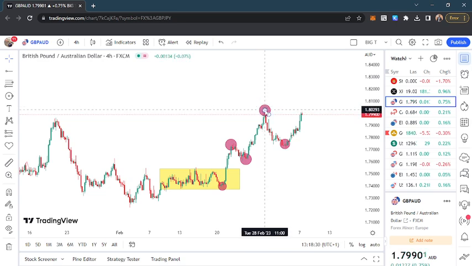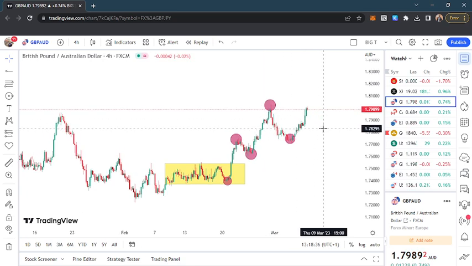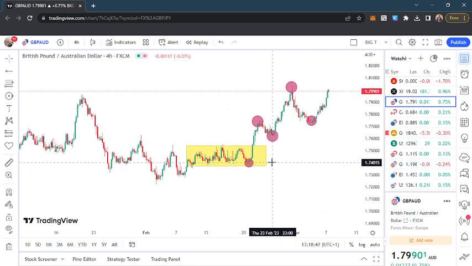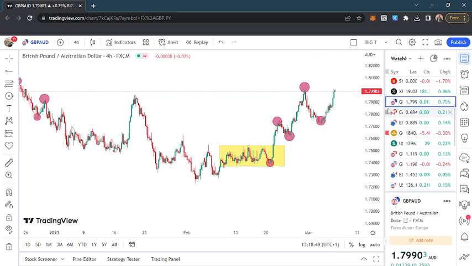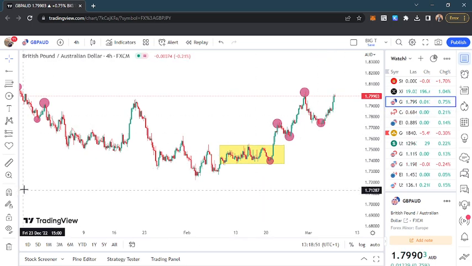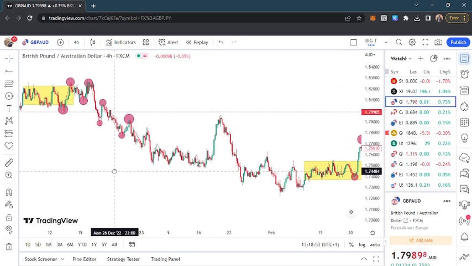But then don't forget, once again, the market is never wrong, the market is always right. So you move alongside the market structure, move alongside what the market is doing. Your analysis sometimes could be on point, but you also just have to follow the market at all times.